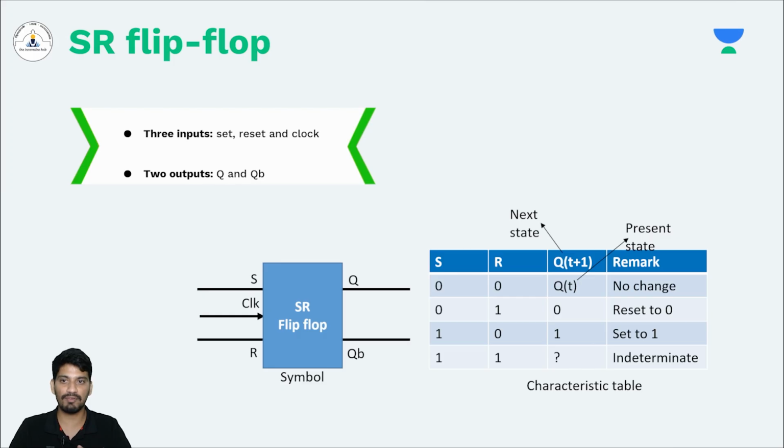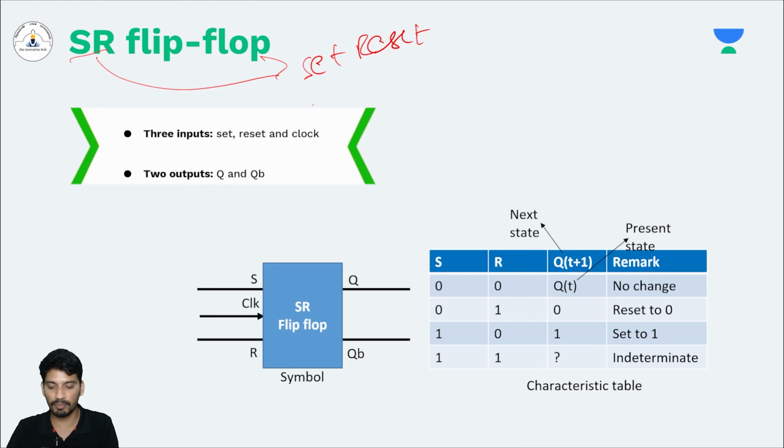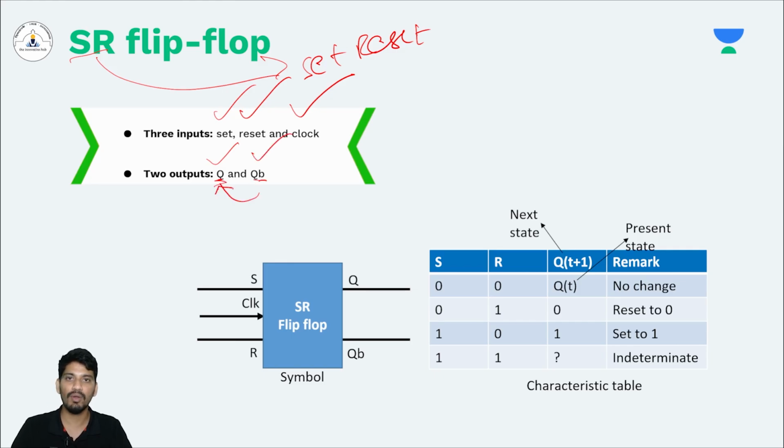Let's start with the SR flip-flop. SR flip-flop is called set, reset flip-flop. It has three inputs: set, reset, as well as clock, and it has two outputs: Q and QB. The QB is the complement of Q. Okay, so this is the symbol of the SR flip-flop. You have S, R, and clock, and this is the characteristic table of the SR flip-flop.